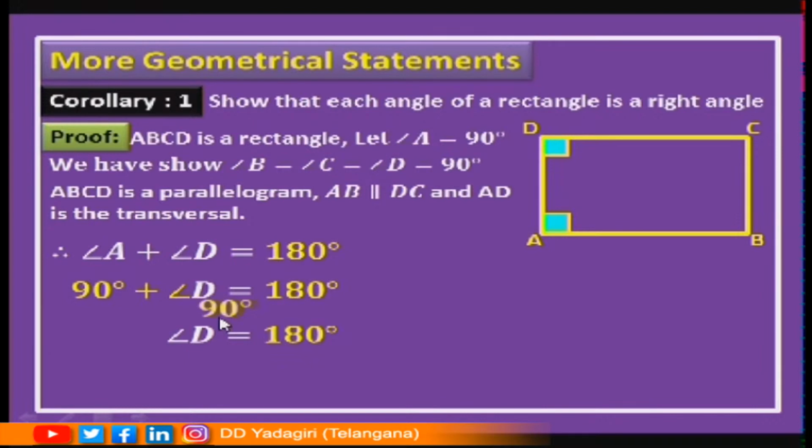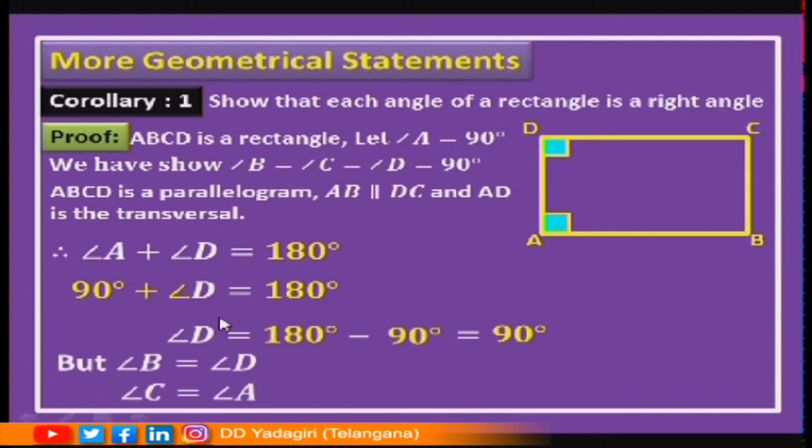Yes, it is 180 minus 90. So, how much do you get, children? You are right, that is 90 degrees. So, we got angle D as 90 degrees. But already angle B and D are equal and angle C and A are equal. Now, why are these two equal, children? B and D and C and A? That means, if you see, this is B and this is D, whereas this is A and this is C. These pairs of angles are equal.